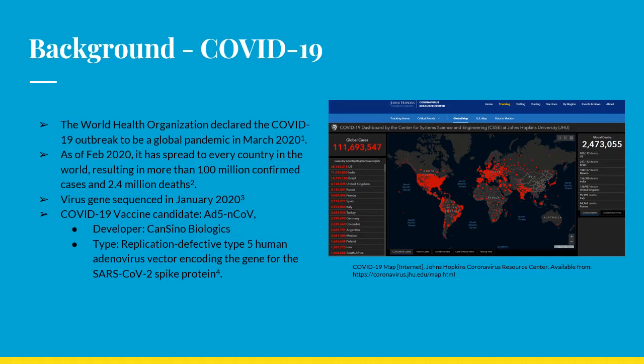Vaccine development began shortly after the genome of SARS-CoV-2, the virus causing COVID-19, was sequenced. One such vaccine in development is AD5-nCoV by CanSino Biologics. It is a replication-defective type 5 human adenovirus vector encoding the gene for the SARS-CoV-2 spike protein.